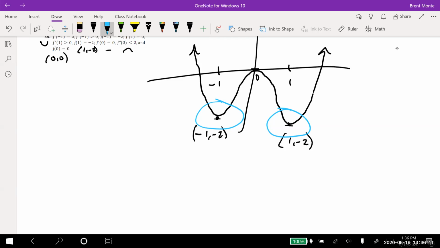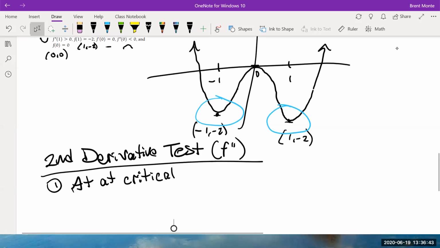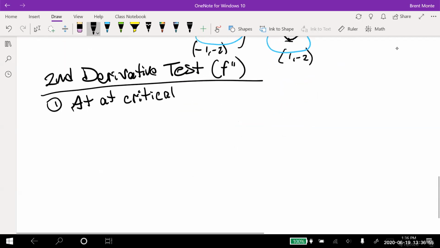And let's write that down. This is called the second derivative test, or we could just call it the f double prime test. It's going to tell us two things. At any critical value, remember that means the derivative was 0 or undefined. At a critical point, I like that better. The only difference between critical value and critical point is that the critical value is the x value, and the critical point is that x value plus the y value, which makes it an x-y point.